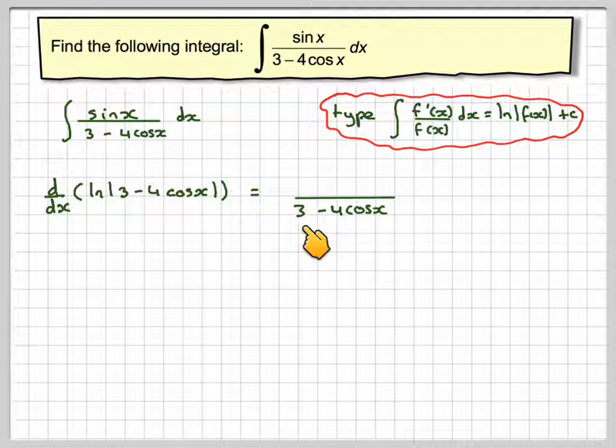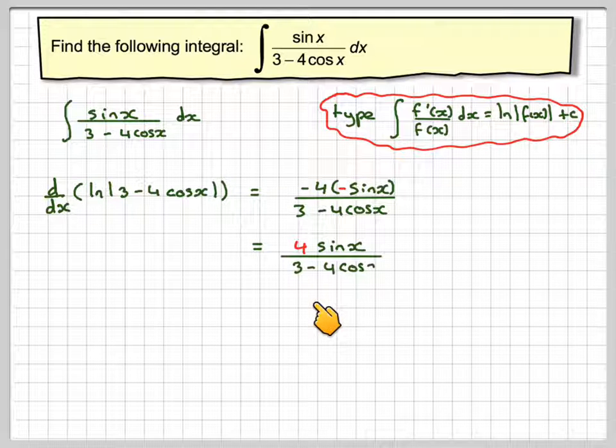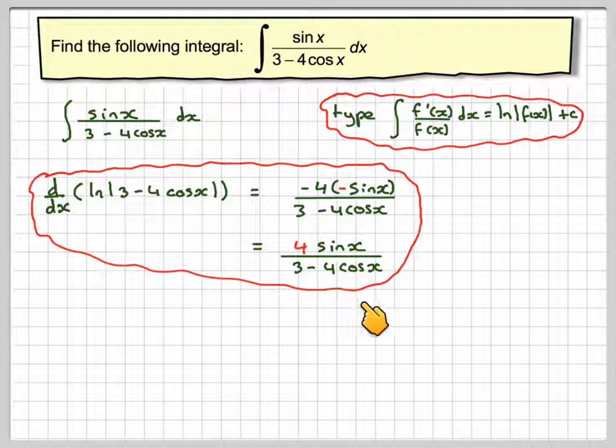If we differentiate 3, we get nothing. And we differentiate minus 4 cos x, we're going to get minus 4 times the differential of cos, which is minus sine x. Obviously, those minuses cancel out. So we've got 4 sine x over 3 minus 4 cos x.